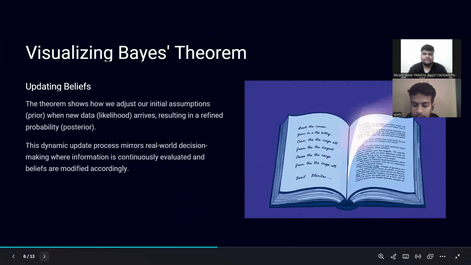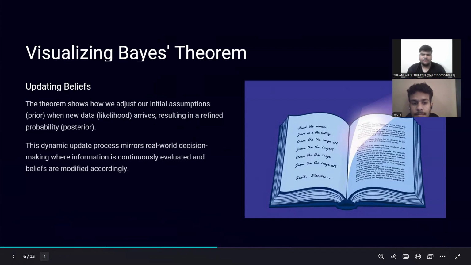Visualizing Bayes' theorem. So let's apply Bayes' theorem to a practical example. Suppose there is a disease that affects 1% of people and there is a medical test for it that is 99% accurate. If a person has the disease, the test will be positive 99% of the time. If a person does not have the disease, the test gives a false positive 5% of the time. Now someone takes the test and it comes back positive. Most people would assume I probably have the disease, but let's see what the numbers tell us.